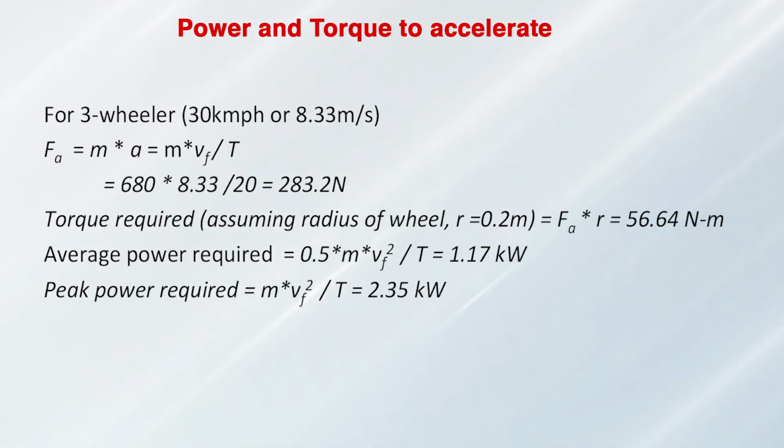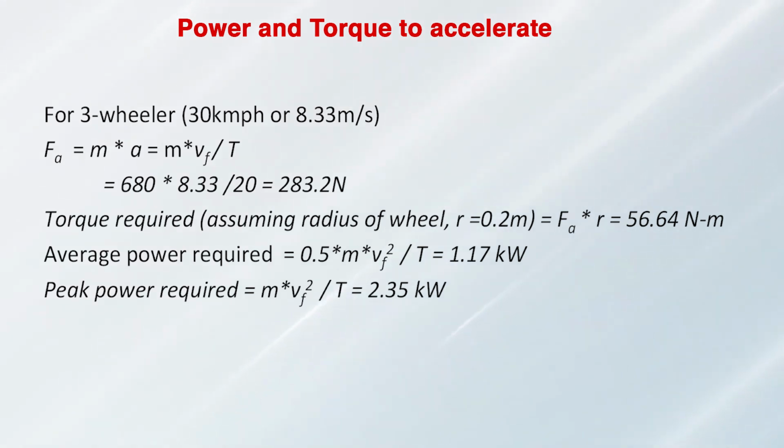Again you need to calculate the torque. In order to calculate the torque, you need to have the radius of the wheel. Assume the radius of the wheel to be 0.2 meter. So, the torque will be somewhere around 56 Newton meter. Now, again you calculate the average power and peak power. When you calculate this, the values will be 1.17 and 2.35 kilowatt. See, the velocity is the same, the time is the same, but the power required is more.